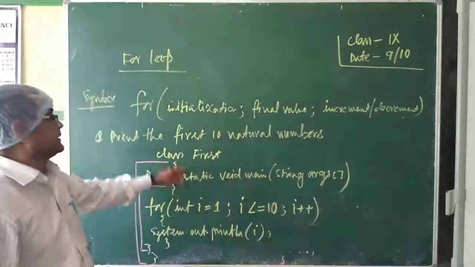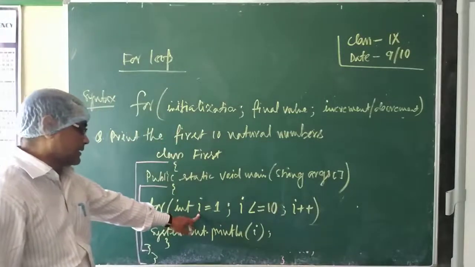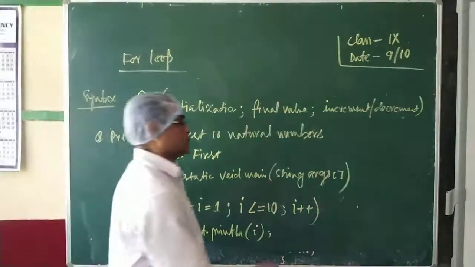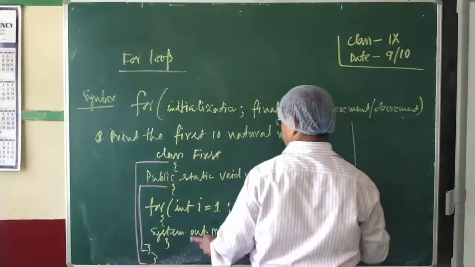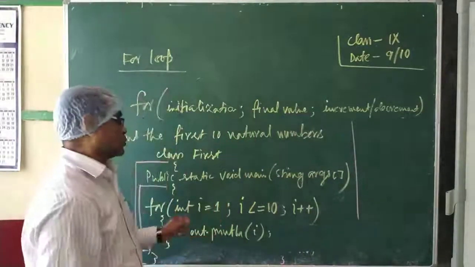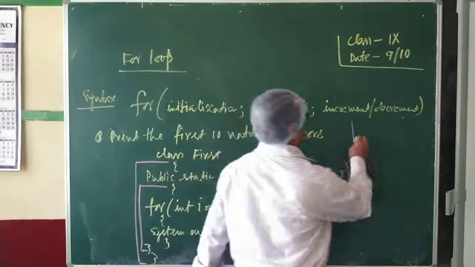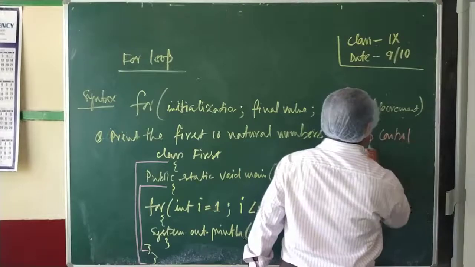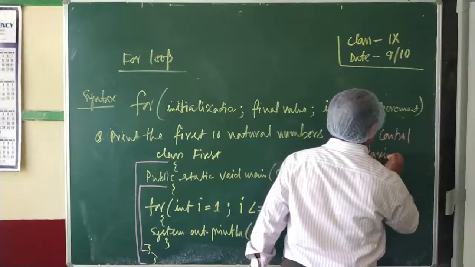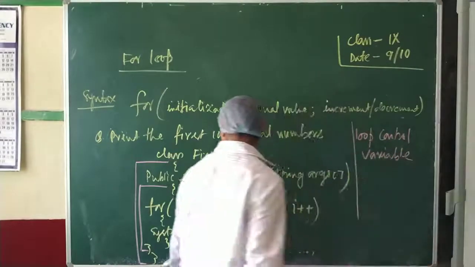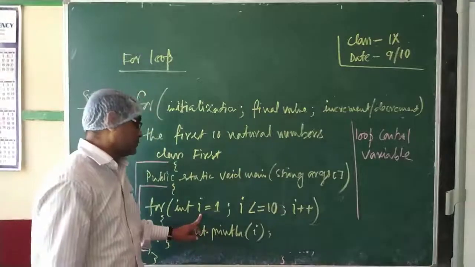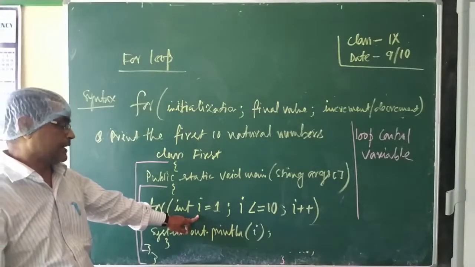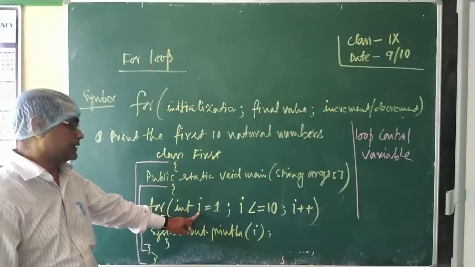Now here there are 3 things: initialization, that is i, which is one variable. This variable we call a loop control variable. Remember, this type of variable which is used to control the loop is called a loop control variable. So this loop control variable is used out here. That is i, we call it a loop control variable. Instead of i, you can write x, y, z, a, b, c, d, anything can be used, but here it is i.